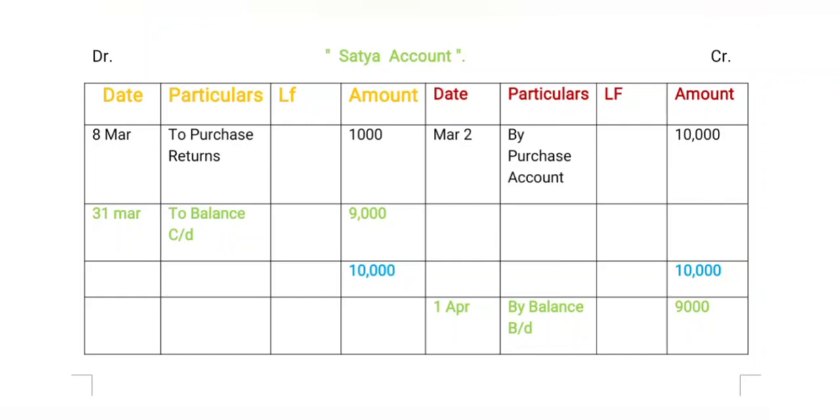Whereas the supplier Satya's account is also the same, there is no other transaction on either side. Now we can calculate that the credit side amount is greater than the debit side amount, so 10,000 is taken on both sides. Now we go to the debit side of Satya's account, 31st March, to balance carried down. This is 10,000 minus 1,000, equal to 9,000. This amount is the closing amount for this month. This amount is transferred to next month, that is 1st April, on the credit side of Satya's account as balance brought down.